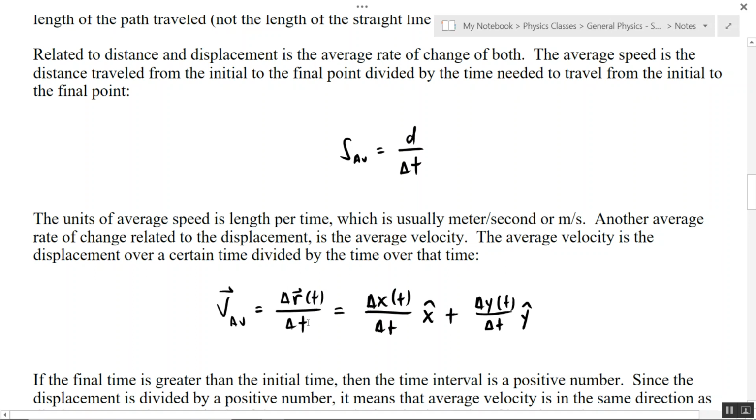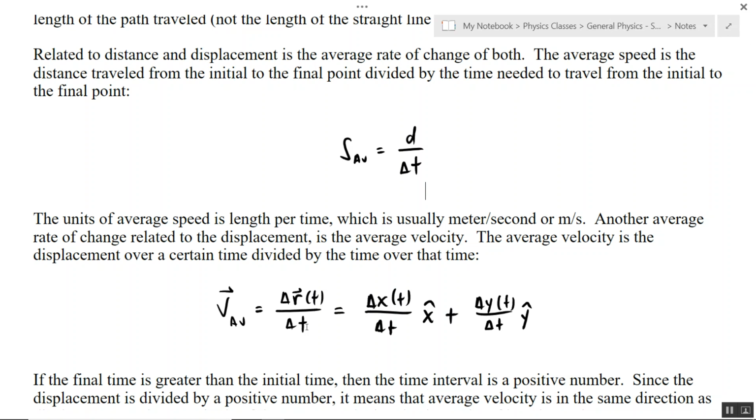So the time goes forward, right? Basically where you start and where you end up, the time at the end is always greater than the time you start with, because time always goes forward. So delta t is the difference of the two times, or basically the time it takes to get from point A to point B. So this is always a positive number, right? So basically what you're doing is you're taking the displacement vector and dividing it by a positive number.